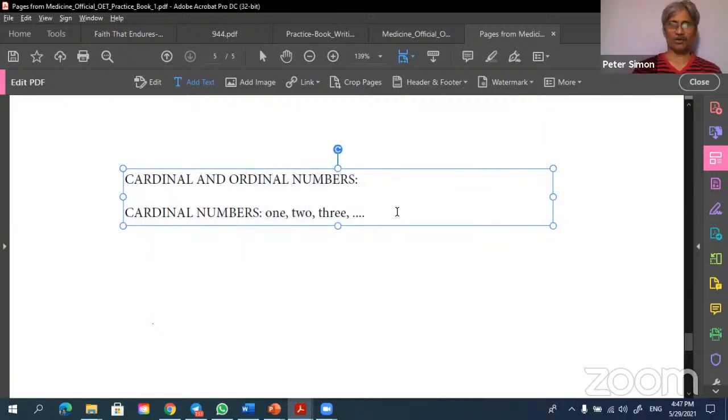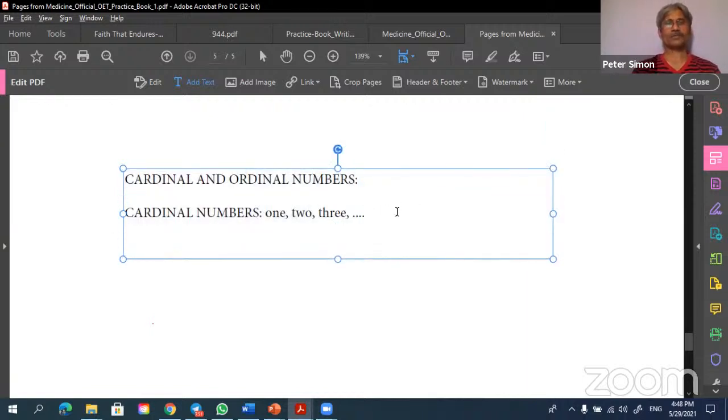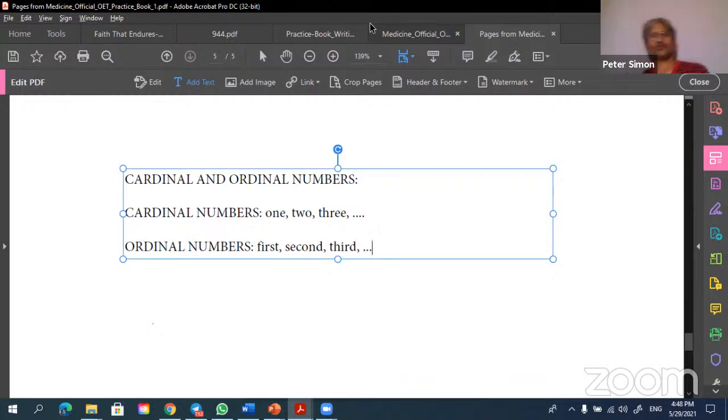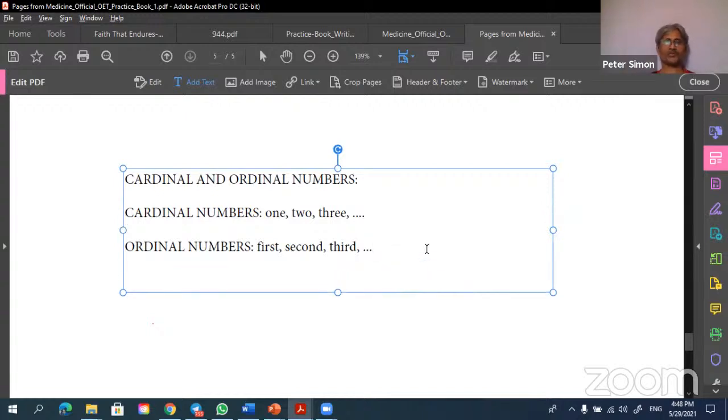So cardinal numbers and ordinal numbers. Now, ordinal numbers. Ordinal numbers are first, second, third, and so on and so forth. Yes, it's very important. Okay, fine. So now there are some rules. There are some rules to apply these two things.